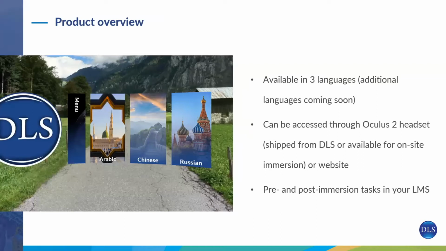Okay, so now you'll see the homepage for our VR website. This is what it looks like. Right now, it's in 3 languages: Arabic, Chinese, and Russian. We do have additional languages coming soon. And you can access this through the website and through an Oculus 2 headset.